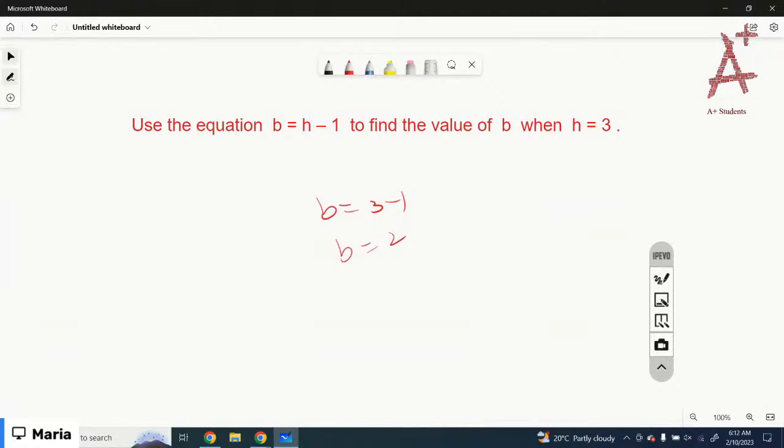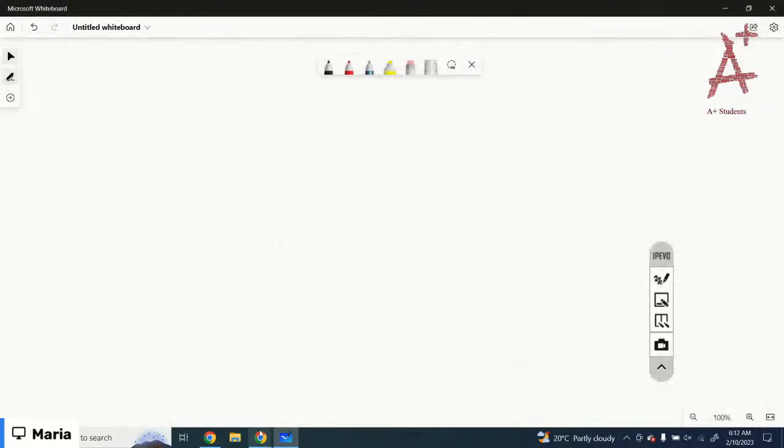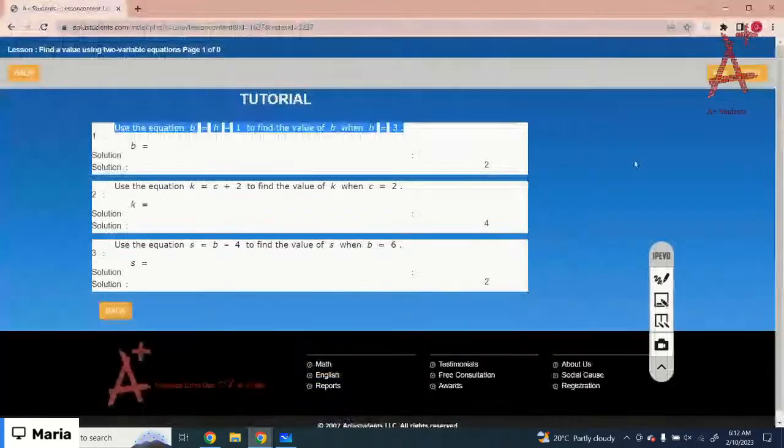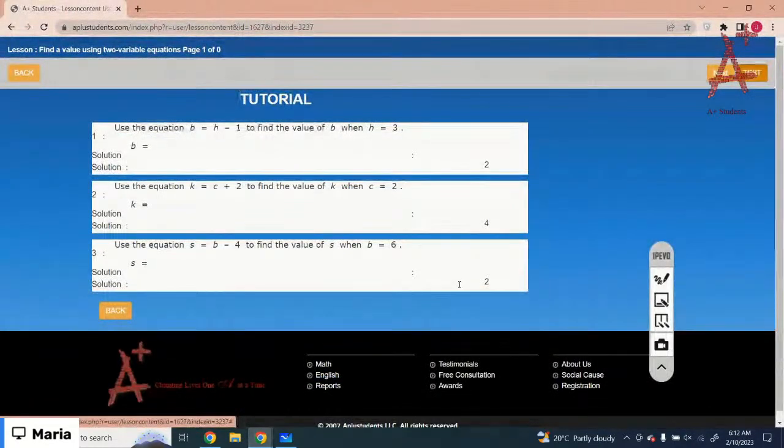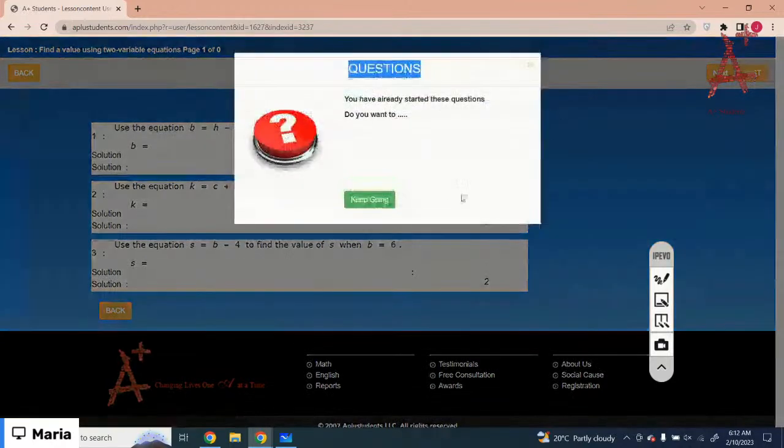Let's just start with the test questions so that we can do the practice questions from the lesson. Okay, it is still loading. Let's just wait. Okay, let's start with the test questions.